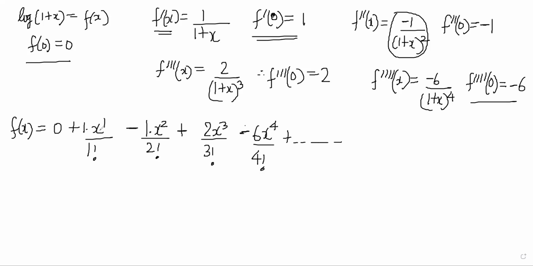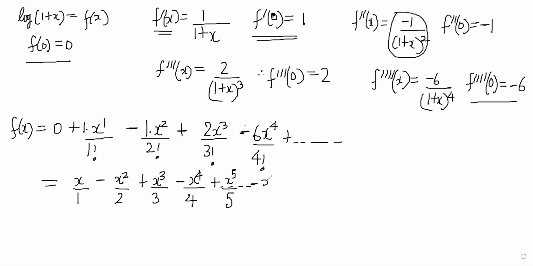Now if you simplify it a little bit, this becomes x by 1 minus x square by 2 plus, see, 2 by 3 factorial is just 3, right? And this is 6 by 4 factorial, 24, so 4, right? And so on. So there's a nice pattern: x minus x square by 2 plus x cube by 3 minus x to the 4 by 4 plus x to the 5 by 5 minus x to the 6 by 6. This is what will keep happening. That is your f(x), which is log(1 plus x).